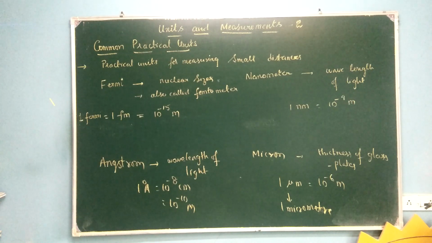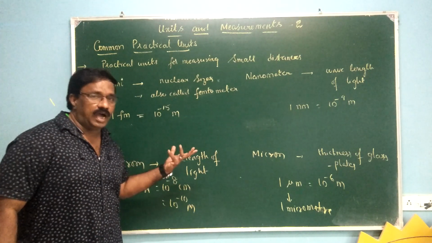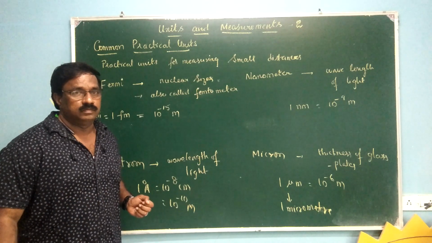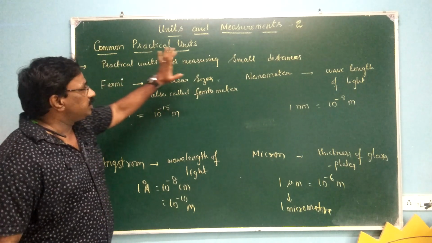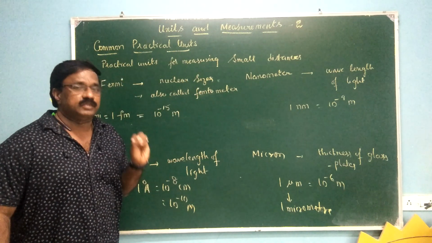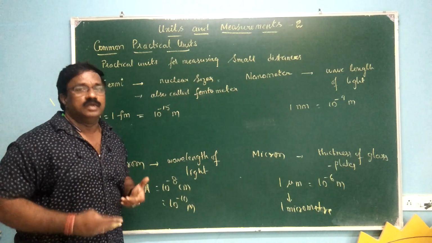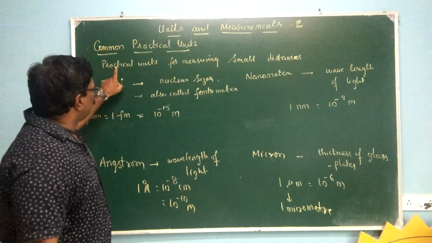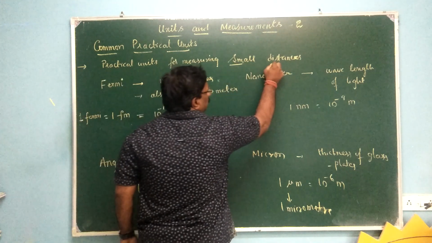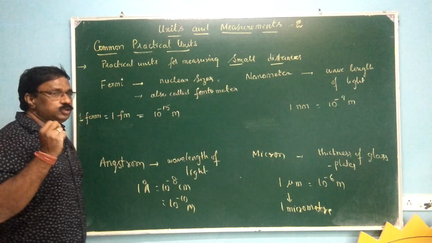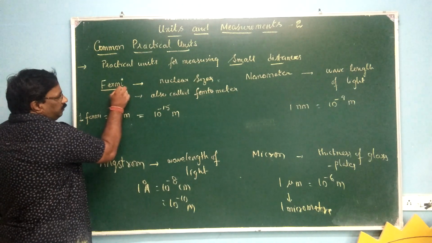Now let us see some common practical units which we use for measuring length, mass, time, pressure. First one we are seeing practical units for measuring small distances. Sometimes instead of saying the value of the distance, they give some words like this, so we should know those words. To measure very small distances, we use some practical units, and you should have the knowledge of those practical units. First one is Fermi.